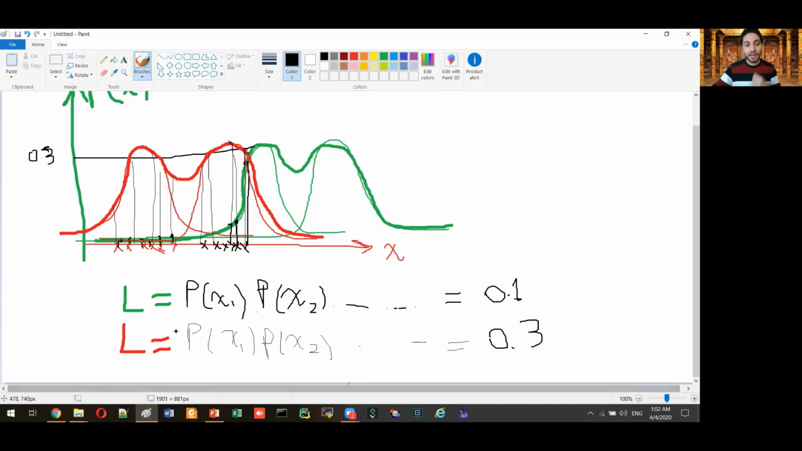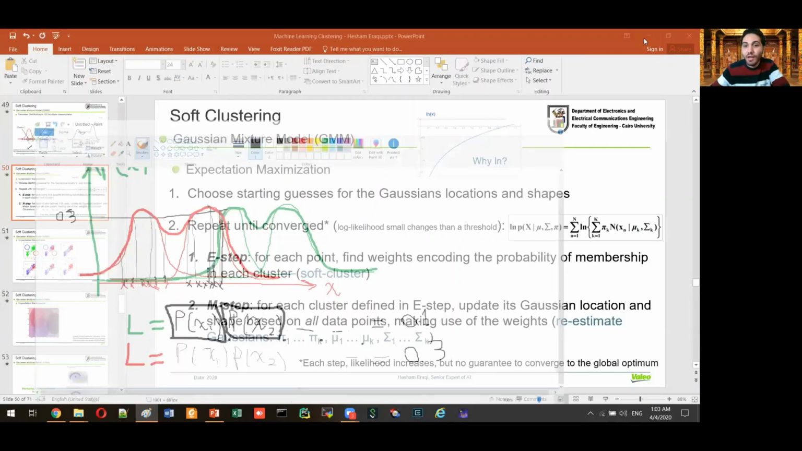Okay, so it is very computationally expensive to calculate b of x, especially if you are going to do this iteration after iteration and for many points. Because to calculate the likelihood, you rely on multiplication, and multiplication is not as efficient as addition computationally. So instead of calculating the likelihood, we might prefer to calculate another function which is monotonically increasing with the likelihood.